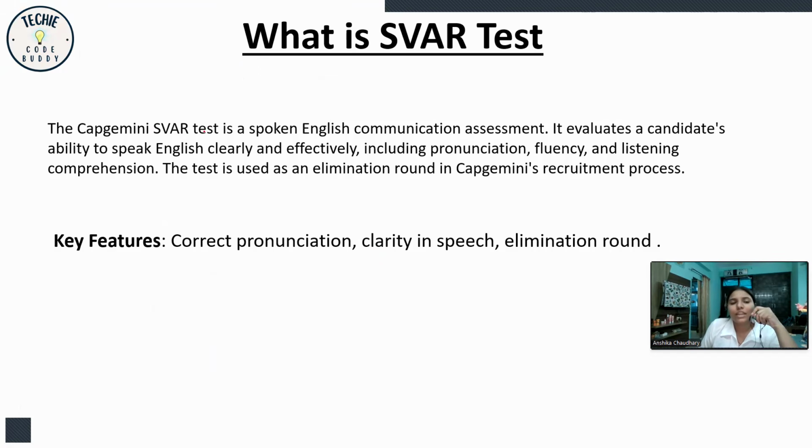So the Capgemini SVAR test is a spoken English communication assessment, and it evaluates the candidate's ability to speak English clearly and effectively, including their pronunciation, their fluency, and listening comprehension. The test is used as an elimination round in Capgemini's recruitment process, right? What are the key features? You need to pronounce the words or the sentences correctly. Your pronunciation should be correct, with clarity in speech. And it is an elimination round. Guys, this is the main thing: you need to clear this round anyhow to proceed in the hiring.